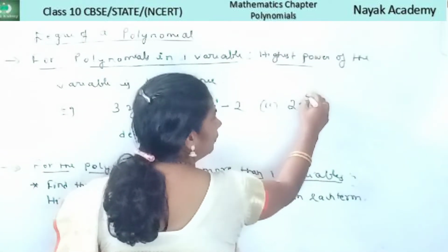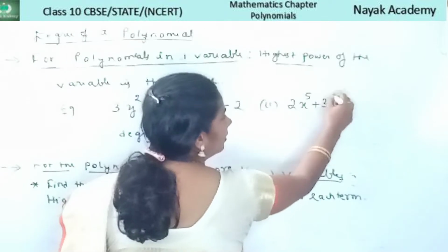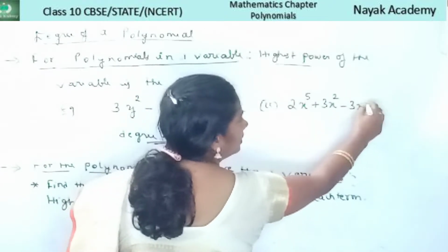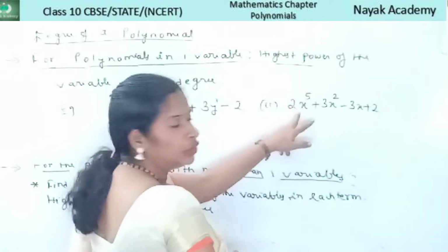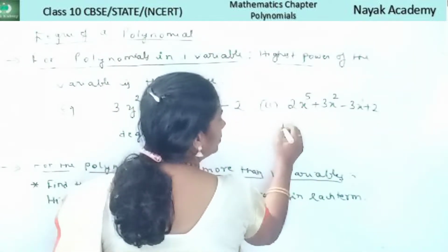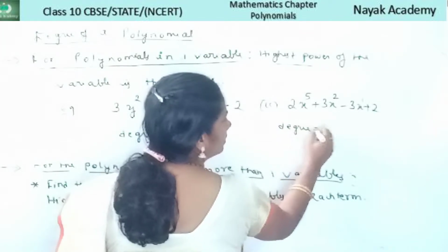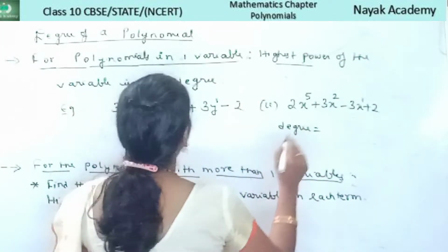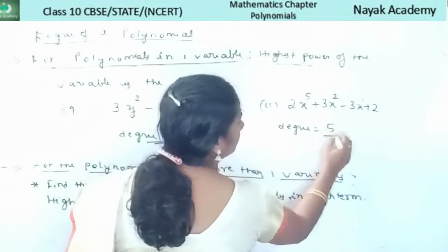Let me give one more example: 2x to the power 5 plus 3x square minus 3x plus 2. In this polynomial, the highest power of the variable is 5. So the degree of the polynomial is 5.